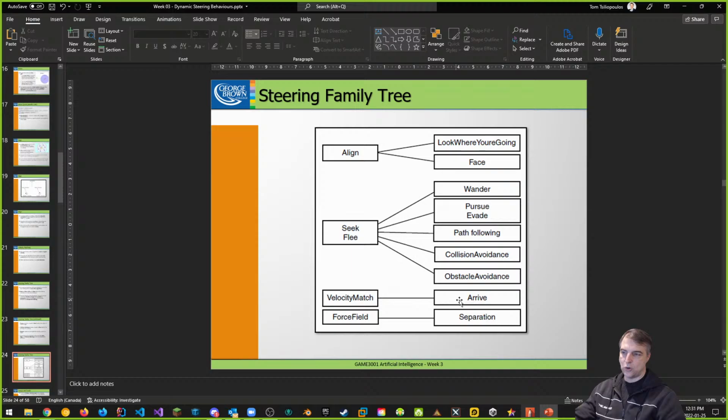Because we want to try and slow down, if an object is moving, we can still do arrival. We can just match the target speed with our current speed at the end. So we can slow down, slow down, slow down until we're right on top of the target. And there's something called force field, which actually creates separation. We'll talk about separation and cohesion next week when it comes to flocking behavior.